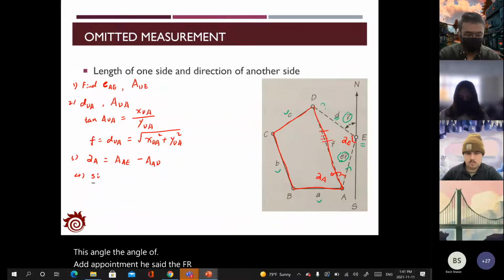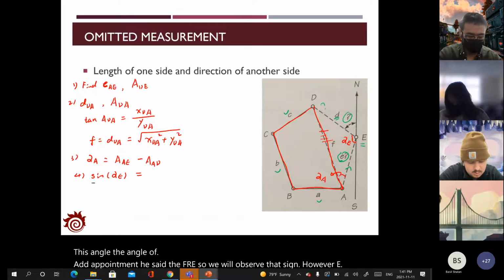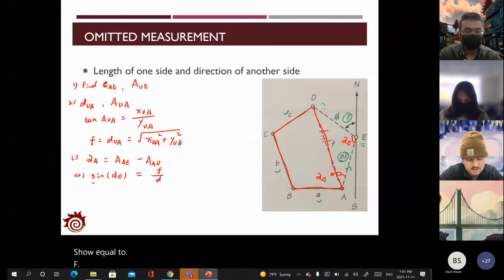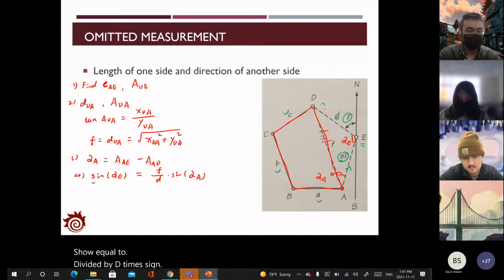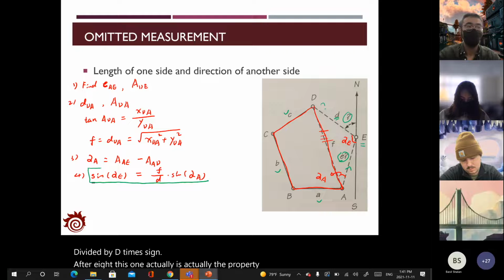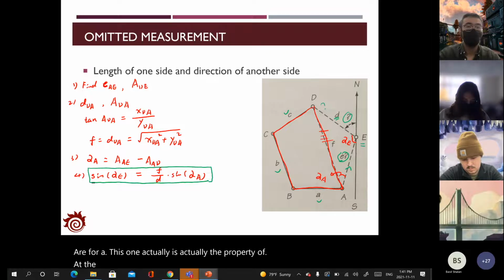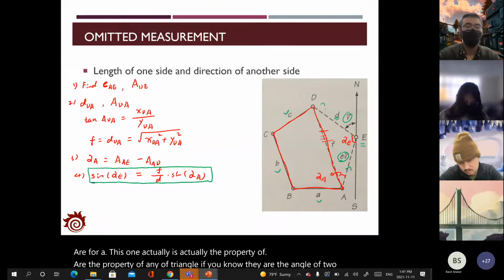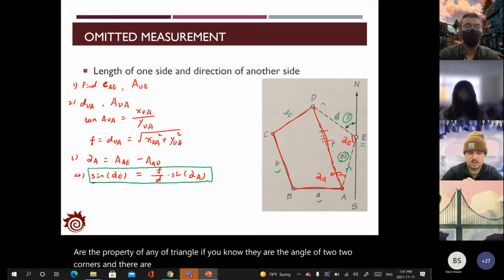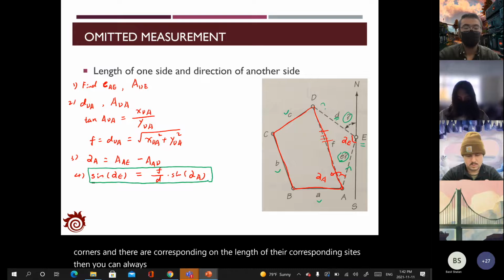So we will observe that sine alpha E shall equal F divided by D times sine alpha A. This one actually is a property of any triangle. If you know the angle of two corners and the length of their corresponding sides, then you can always form this equation.